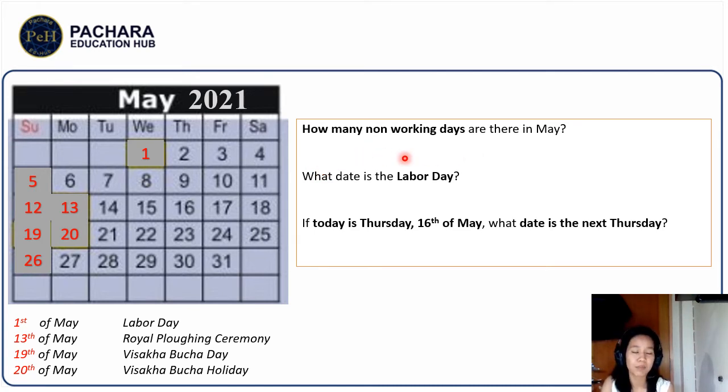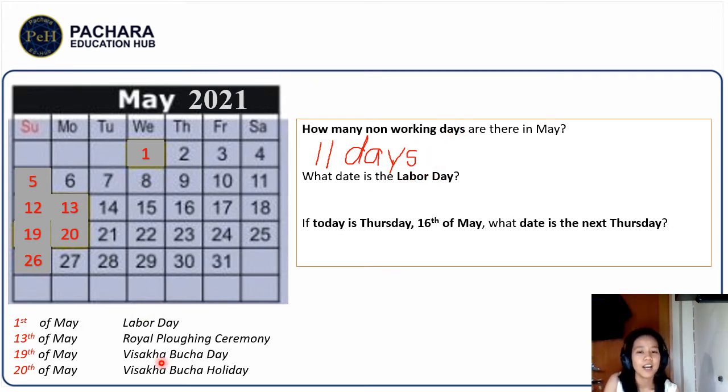Or if we take the literal meaning of non-working days, the correct answer is 11 days, because that includes the Saturdays. How many Saturdays? 1, 2, 3, 4. And then Sundays: 5, 6, 7, 8. And then holidays: 9, 10, 11. So 11 days. Okay?